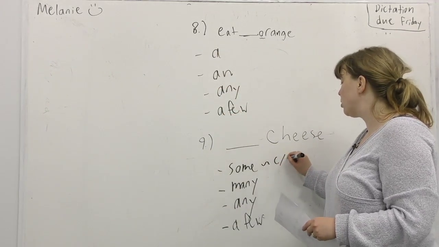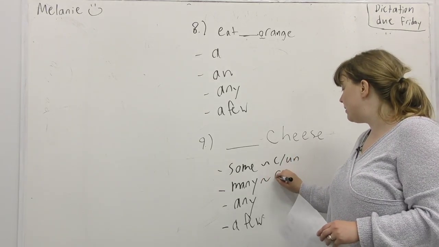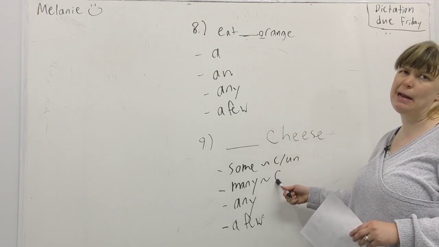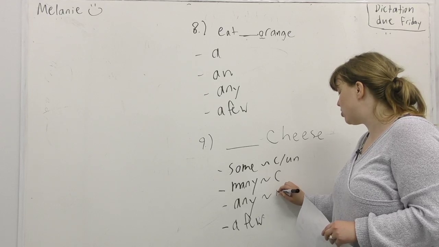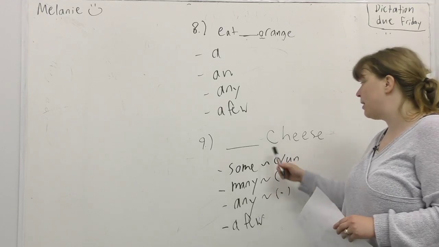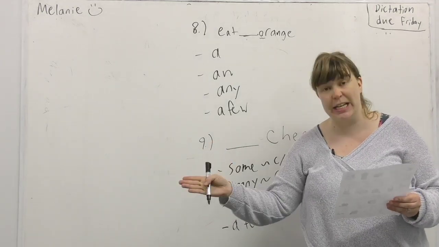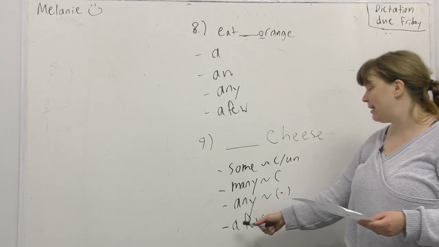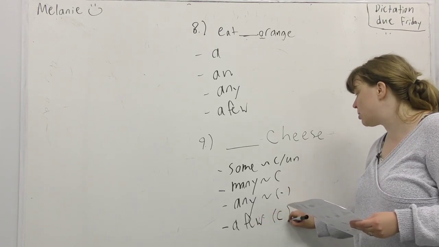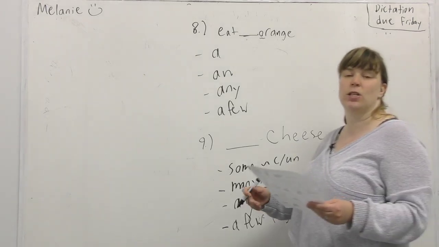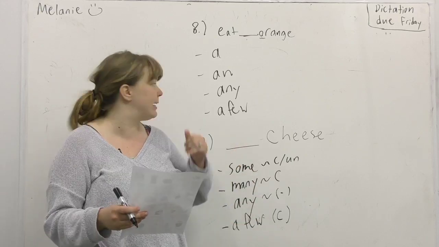So this could be countable or uncountable. And there is many cheese. This is countable only, so maybe not gonna work. There is any cheese. This is usually a negative sentence, but this is a positive statement. There is cheese, so maybe not this. There is a few cheese. This is countable, so again, maybe not the answer we're looking for. But please let me know. Choose an answer to put in the blank.